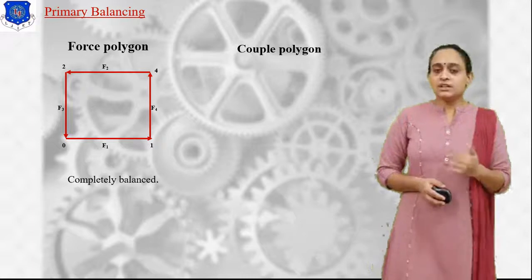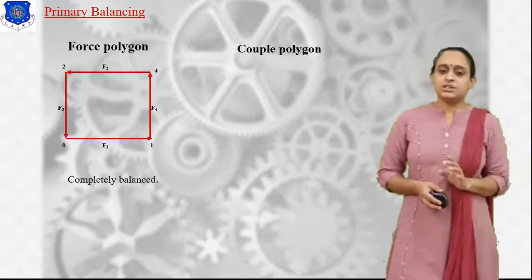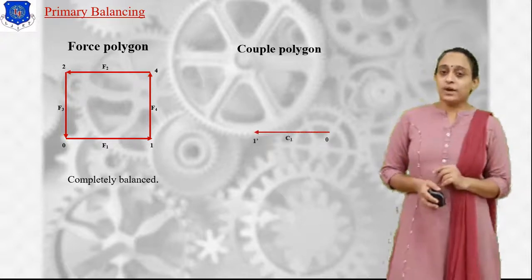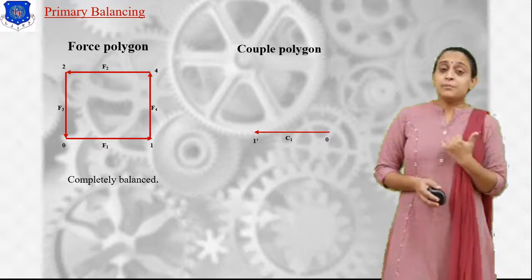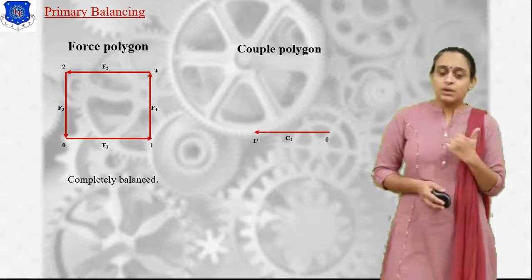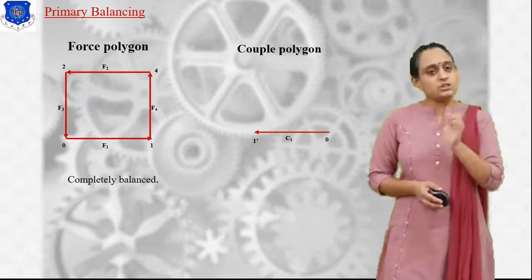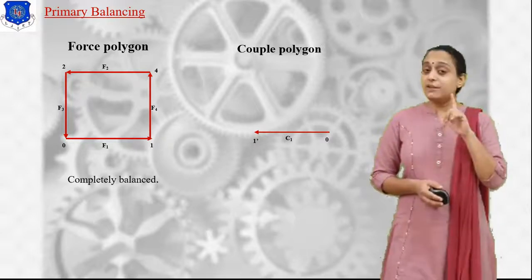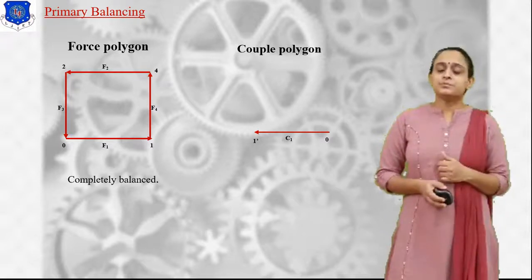So here also in the couple polygon, we have to take just the crank angle position diagram. So let us draw first 1, but we draw it in the opposite direction. Why? Because it is the negative value. If force 1 is at 0 degree, the couple is also at 0 degree, but it is negative, hence we have to draw it at 180 degree. Hence it is at 180 degree.